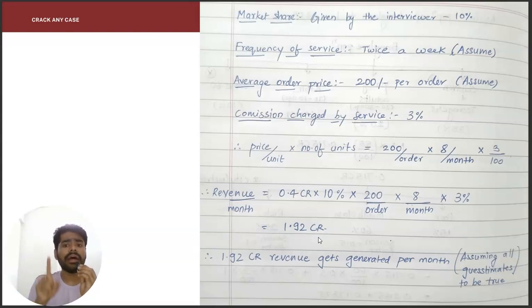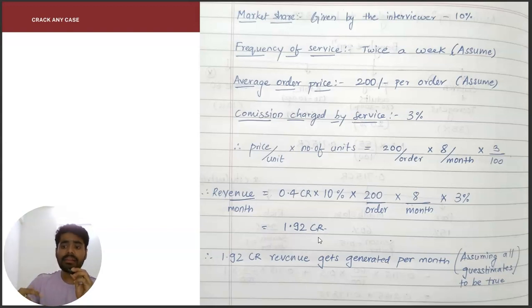Now find out the price per unit times the number of units. What is the price per unit? 200 rupees per order, times the number of orders, 8 orders per month, times the commission that you get, 3%. Take this value and multiply it with the market size and the market share. You are going to end up with the revenue, which is 1.92 crore. 1.92 crore per month is the revenue generated by this service, assuming all the guesstimates to be true.